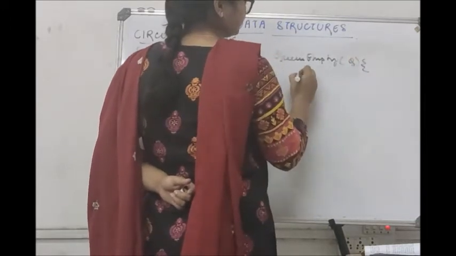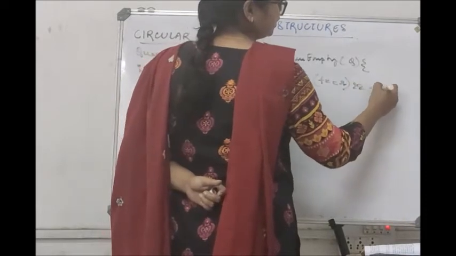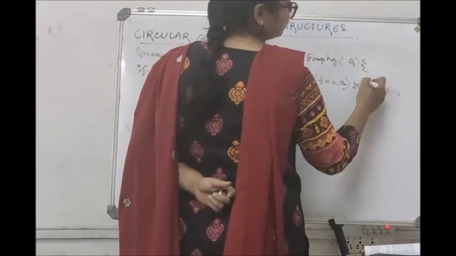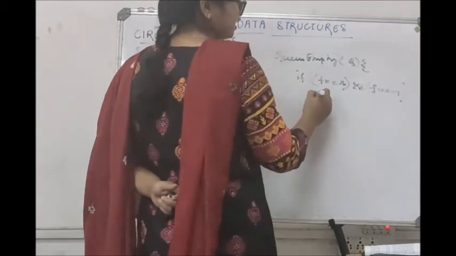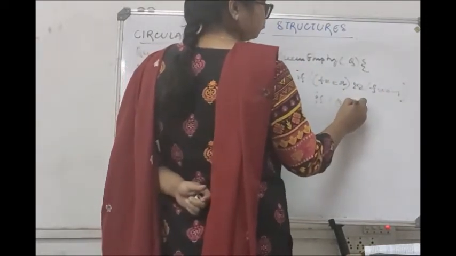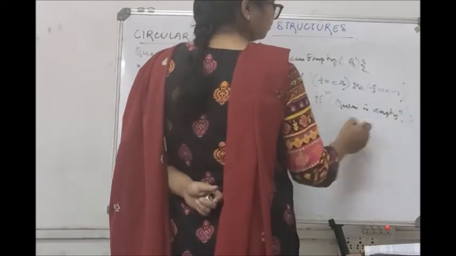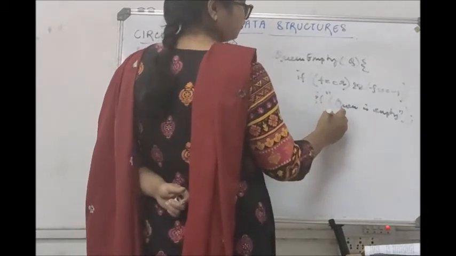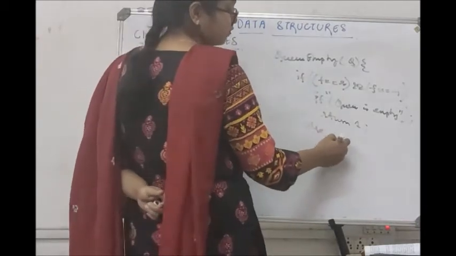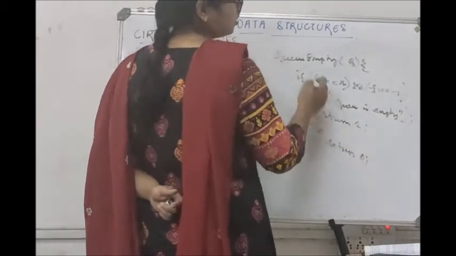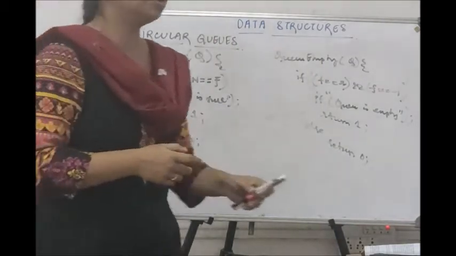The condition for Q empty is if front equal to rear and front equal to -1, or rear equal to -1, whatever. If this condition is true, then we say that Q is empty. So this is the condition for Q empty. Return what else? If this condition is not true, then we return 0. That means Q is not empty. So these are the functions for Q full and Q empty. You may note it down.